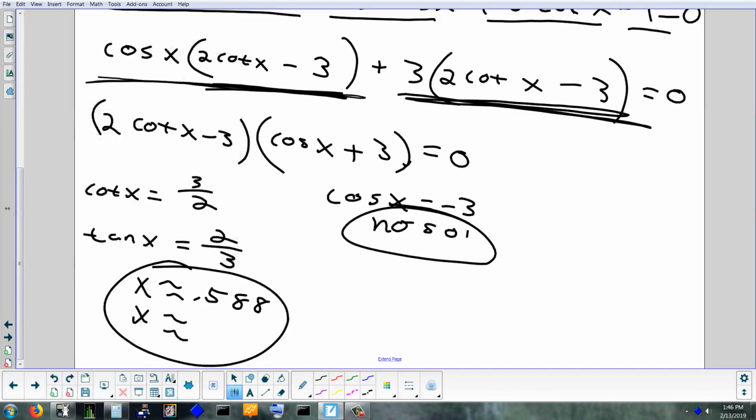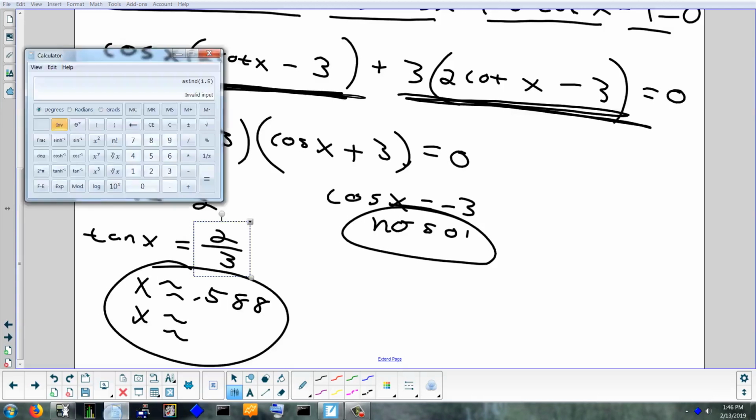Tangent equals 2/3. What kind of number is 2/3? It's a fraction. What else? Positive. We just got an answer in quadrant 1. Where else is tangent positive? Quadrant 3. How do you get an answer in quadrant 3?